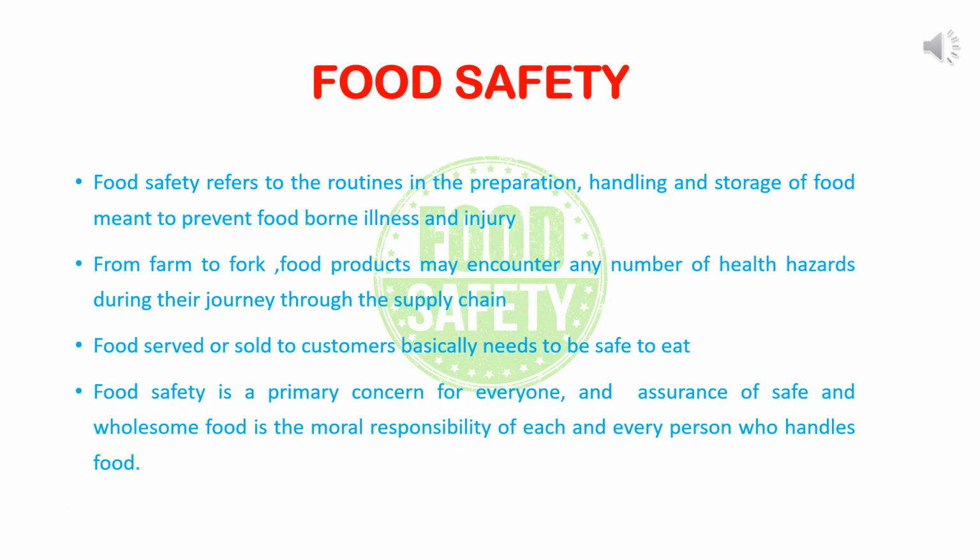Let's go through food safety in brief. Food safety refers to the routines in the preparation, handling and storage of food meant to prevent foodborne illness and injury. From farm to fork, food products may encounter any number of health hazards during their journey through the supply chain. Food served or sold to consumers basically needs to be safe to eat. Food safety is a primary concern for everyone, and assurance of safe and wholesome food is the moral responsibility of each and every person who handles food.